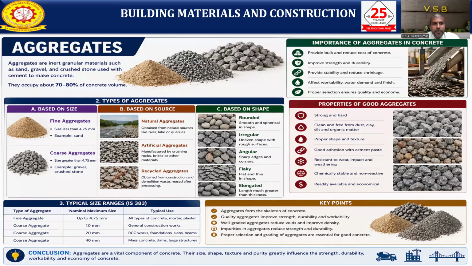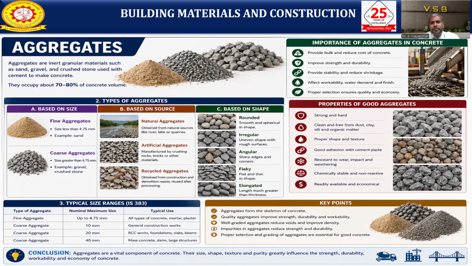Now we are going to discuss aggregate. Aggregates are inert granular materials such as sand, gravel, and crushed stone, used with cement to make concrete. Both fine and coarse aggregate make up about 70 to 80% of the concrete volume.